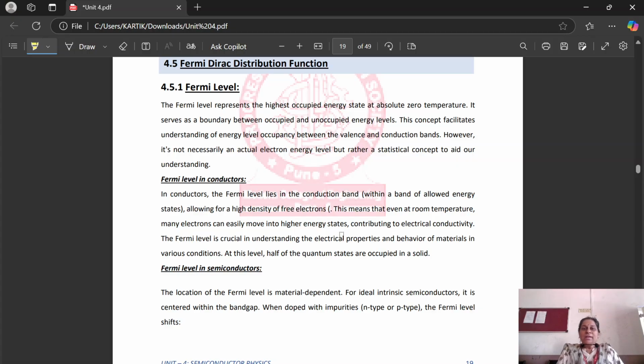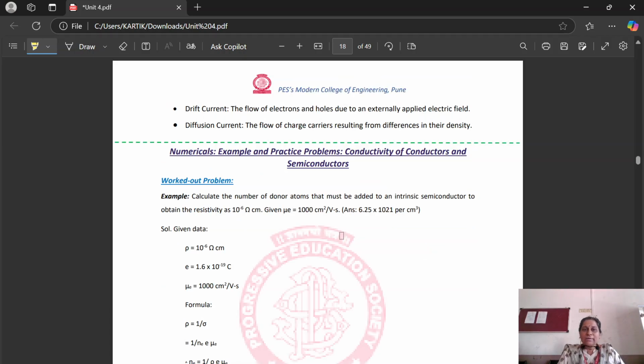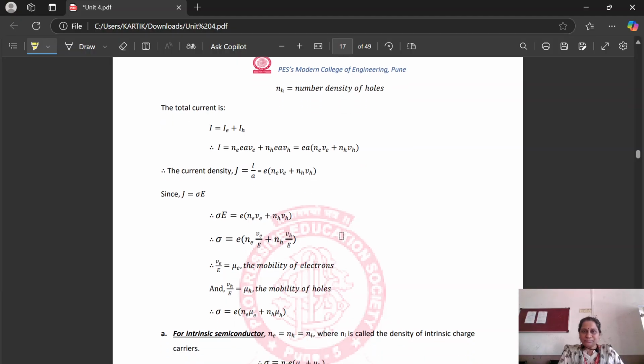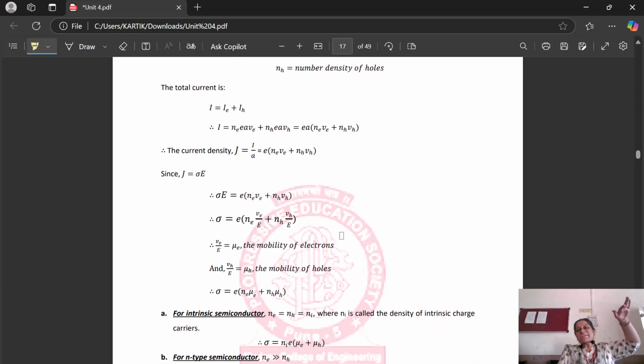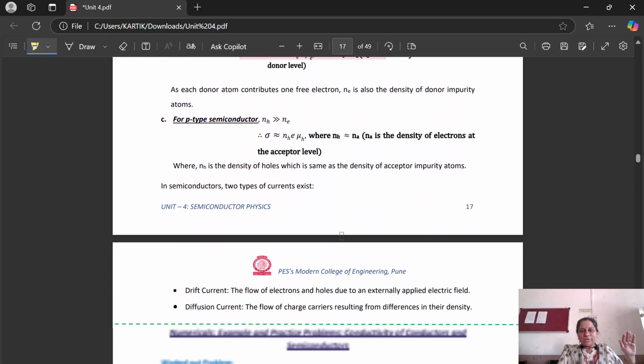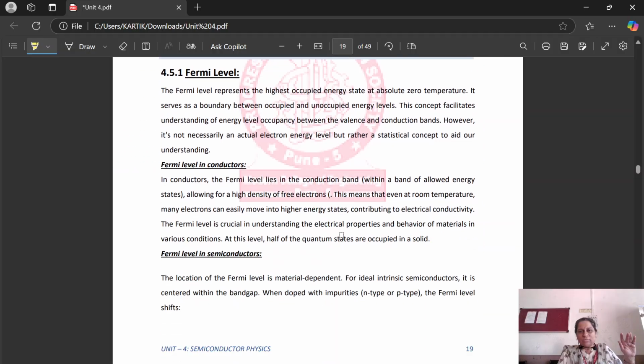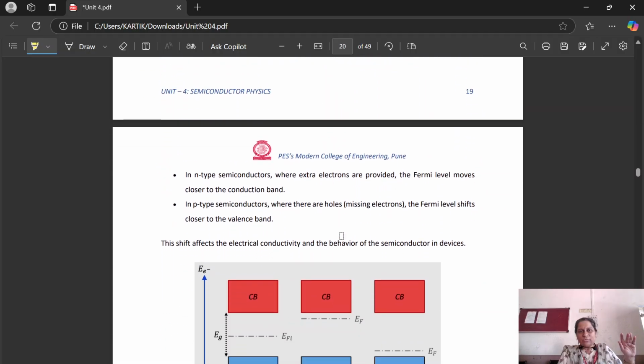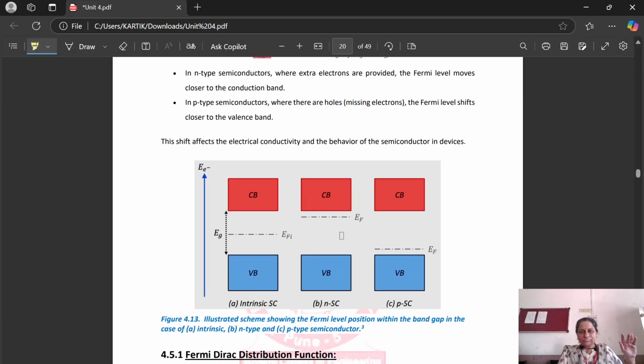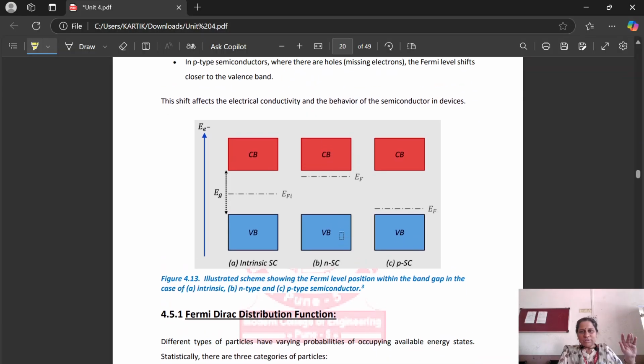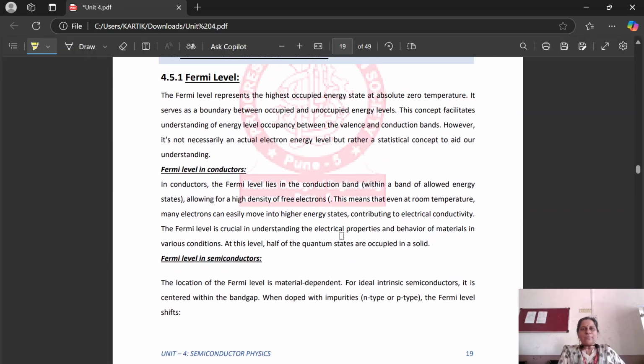Now, the Fermi level in the case of semiconductors and conductors is defined in altogether different manners. Okay, in the case of conductors, the Fermi level is defined as the highest occupied state in the highest band. Okay, so let's go to that diagram first. It's a distribution function. Okay, so the Fermi level in conductors is defined as the highest occupied state in the highest band.